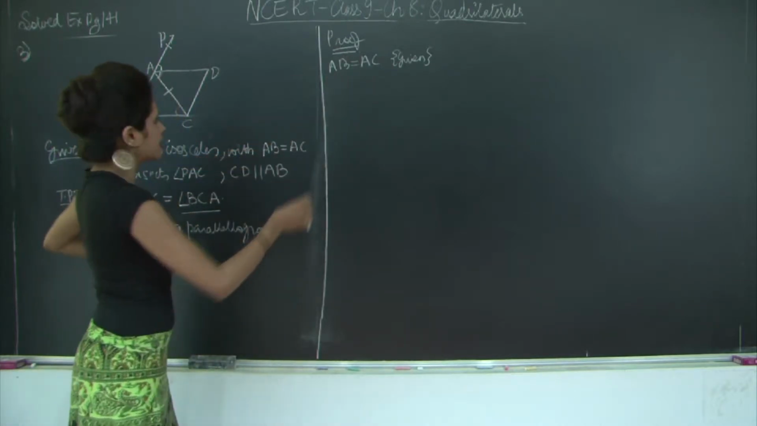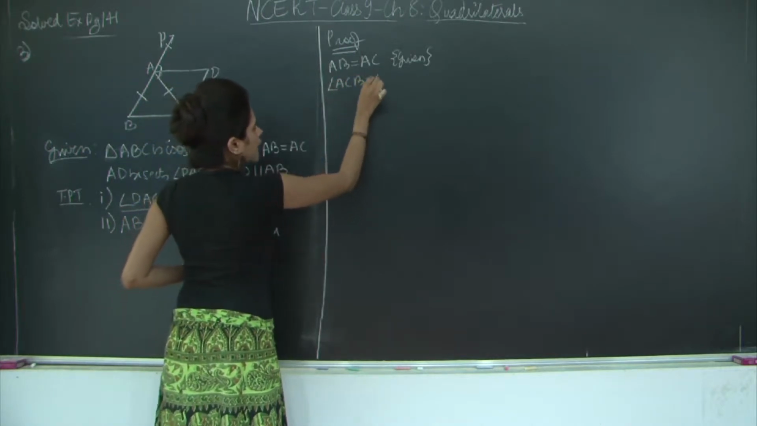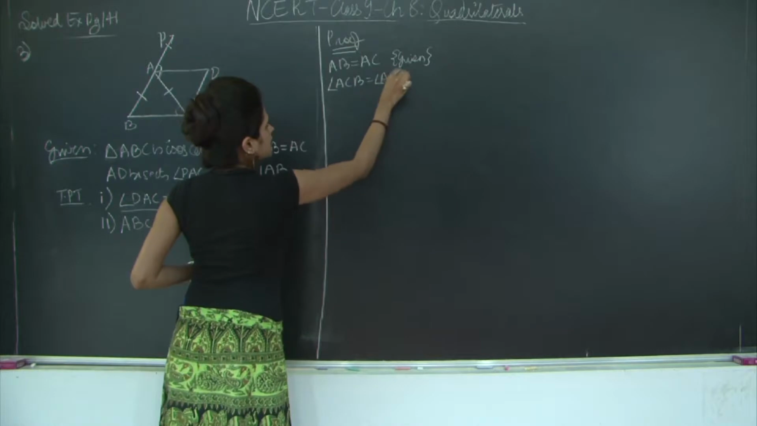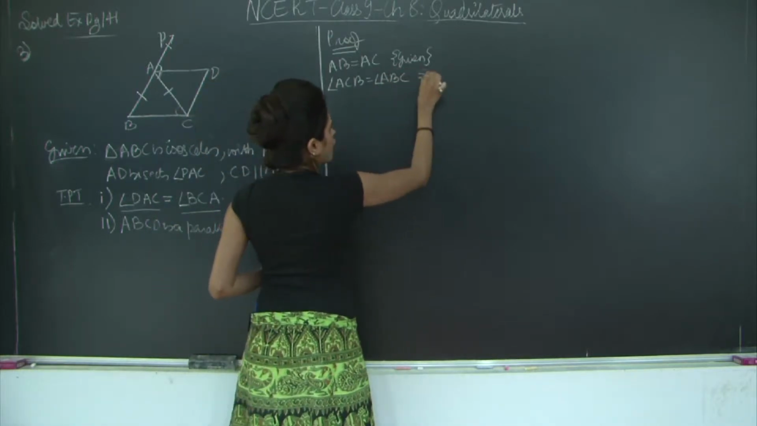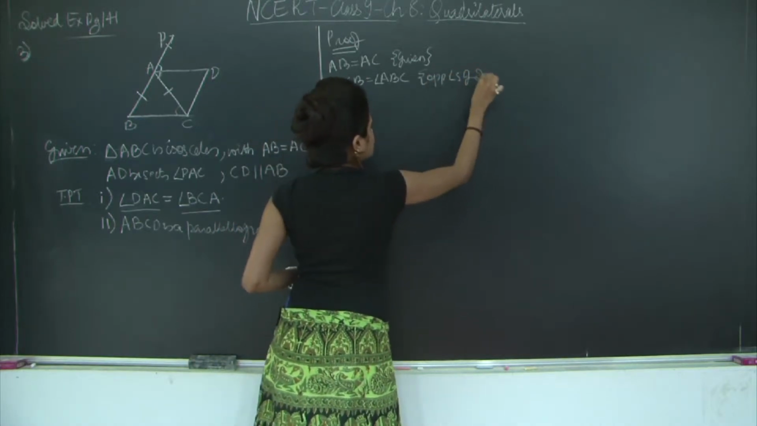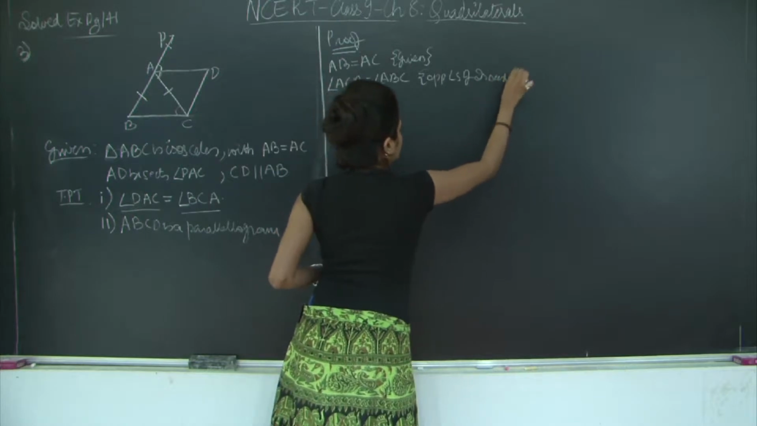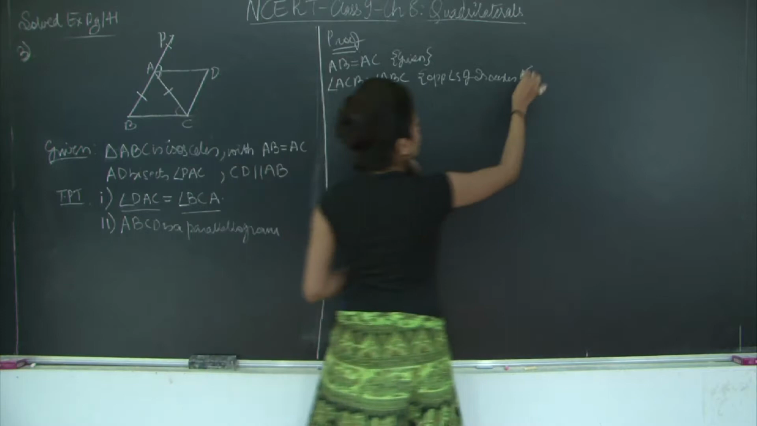The angle opposite AB is angle ACB, equal to angle ABC, because ABC is the opposite angle for AC, and I will say opposite angles of isosceles triangle, and I will mark this statement as 1.